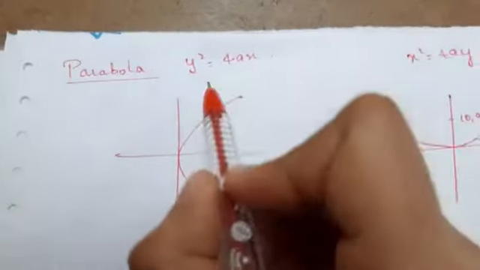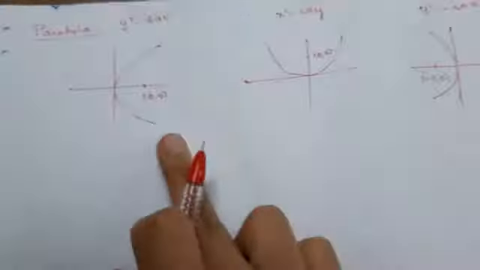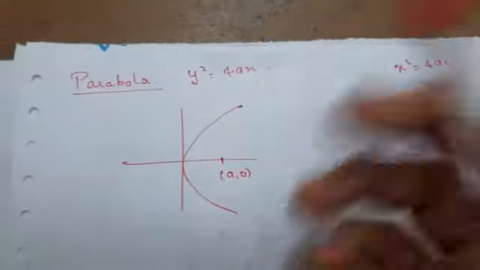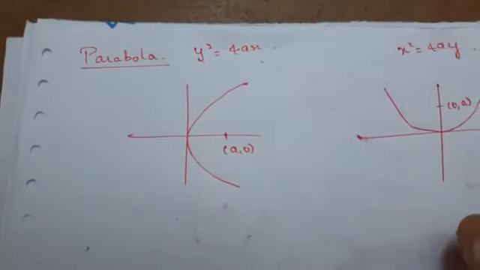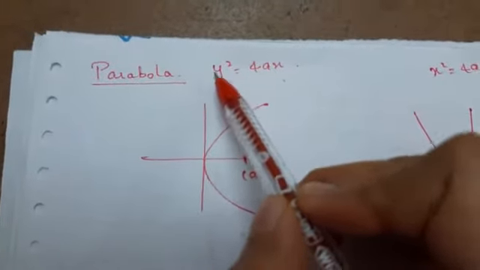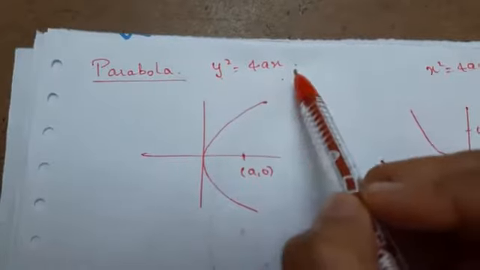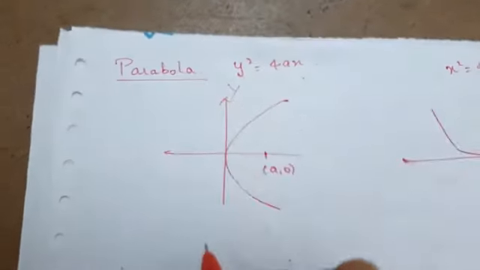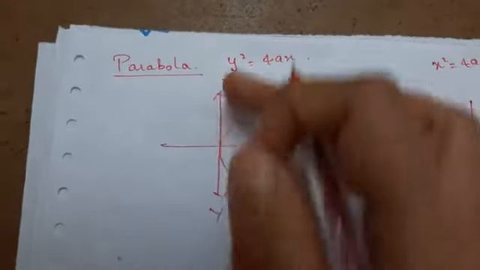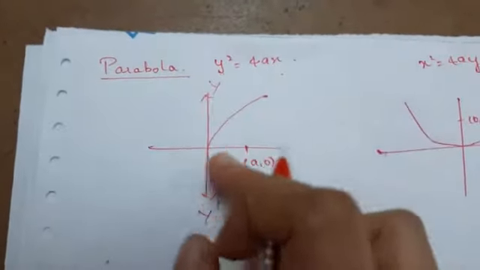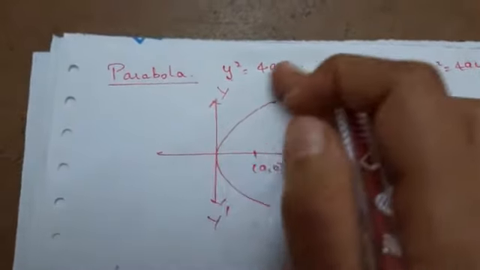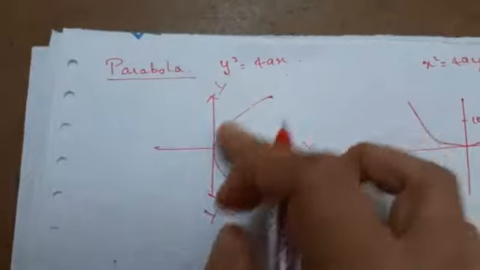The next is parabola. Here we are having 4 types of parabola, so let us understand each step by step. When we say y square is equal to 4ax, how are we going to draw the parabola? For both the positive and negative value of y, we should have positive x. Here we have positive value of y and here negative value of y. So for both, we have only the positive value of x. So the parabola will be like this: y square is equal to 4ax.